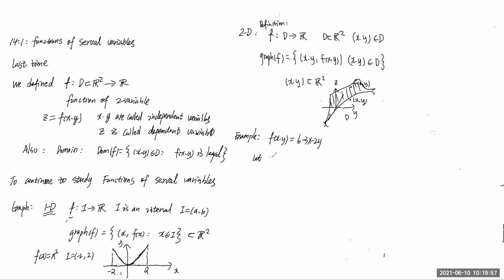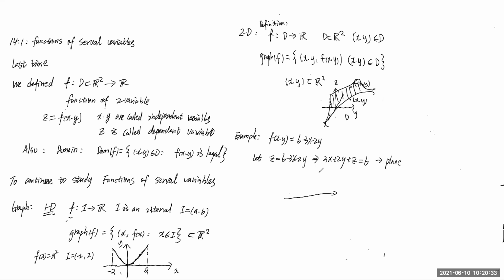Let z be 6 minus 3x minus 2y. We change it to 3x plus 2y plus z equals 6. What's this? We already knew this is a plane, right? And then how do we draw a plane? Okay, so we know it's a plane, right?